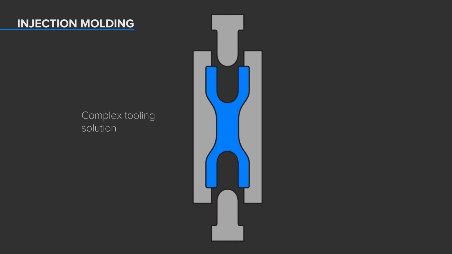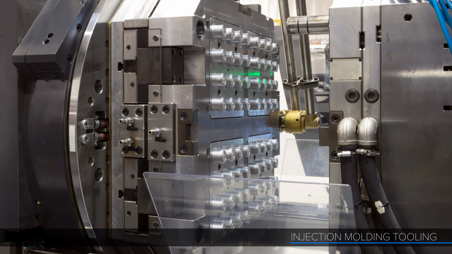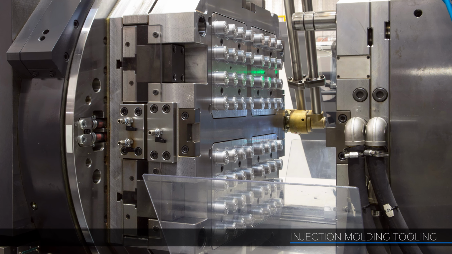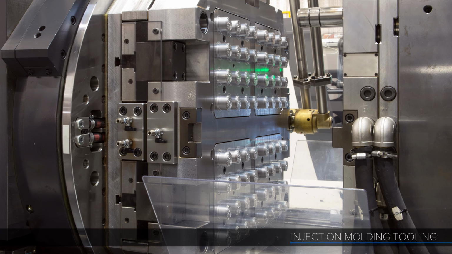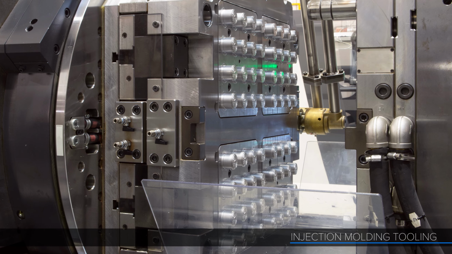This is where we start getting into the cost side of injection molding. The more complex the mold, the more costly it'll be to make, and adding additional mold features can get very expensive very quickly. The advantage of all this is that after the expensive tooling is made, it will cost pennies to make each plastic part.